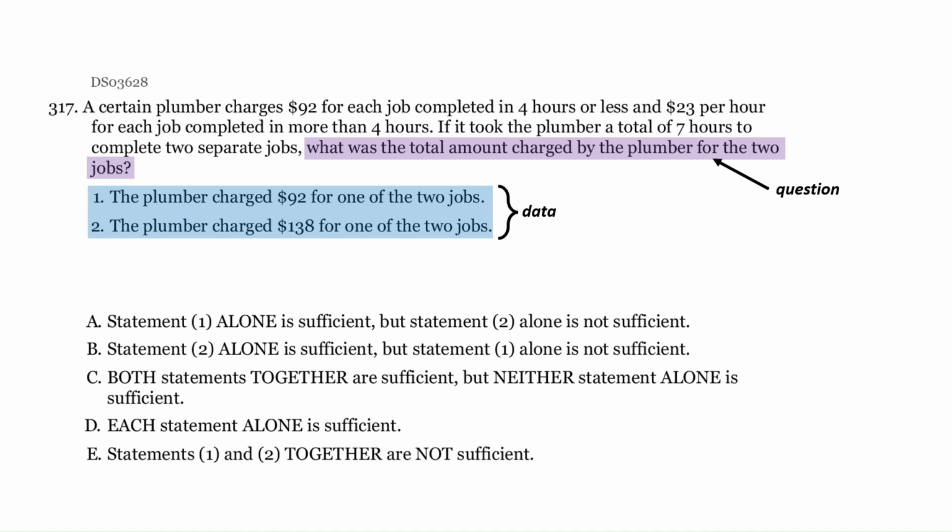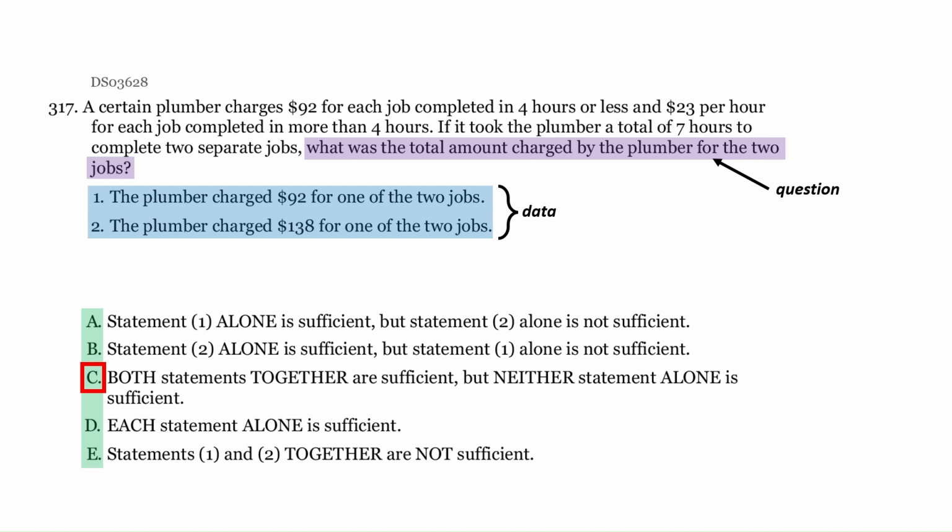Then we've got the answer choices, which remain the same for every data sufficiency problem. We need to work out which combination of the statements is or isn't sufficient. Looking briefly, we might think that the two statements together give us the answer. That would be C. After all, each statement gives information about one of the jobs. And it's true, if we take the two statements together, we could answer the question.